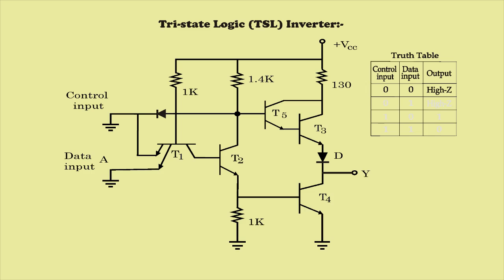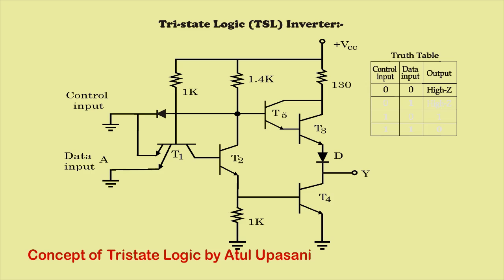If the control input is 0, then what is happening actually? See, the control input is connected to ground. The cathode of the diode is connected to the ground, as well as the anode of the diode is connected to the collector of T2, and T2 is connected to the power supply. So you can see the current from the 1.4 kilo ohm resistor will enter the collector, and from the collector it will not flow to transistor T2, but it will directly flow towards the ground through diode D.